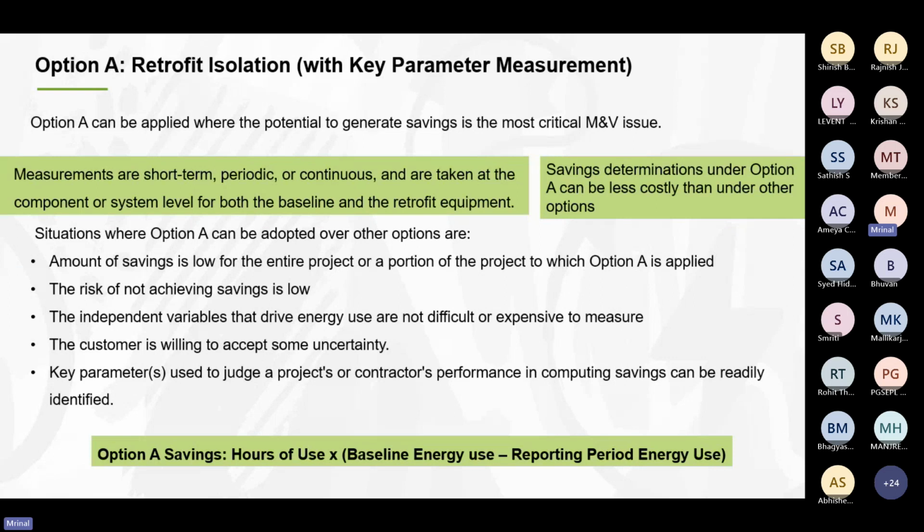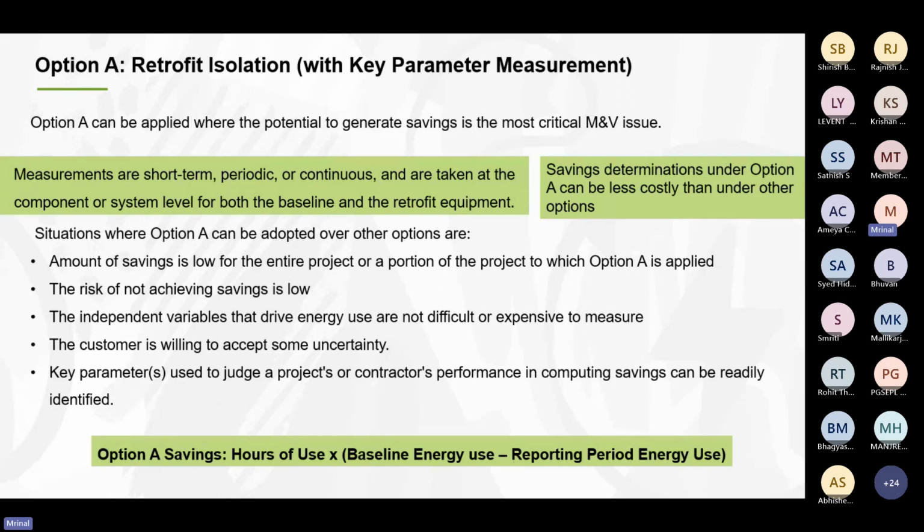Now, the parameters not selected for field measurement are estimated values. There are a few parameters that we measure and a few parameters which we can't measure, so we have to estimate those parameters. The estimation can be derived from historical data, from the manufacturer's specifications, or from engineering judgment. All these options can be valid in Option A.